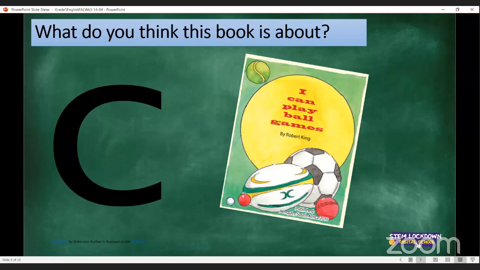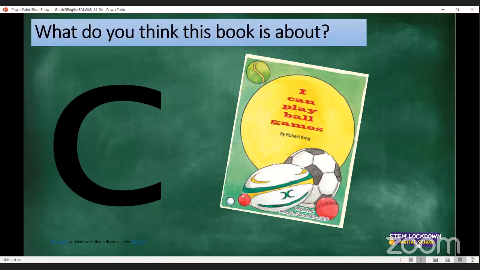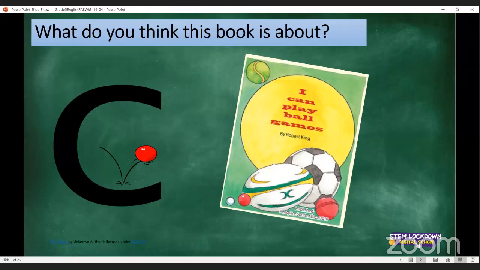What do you think this book is about? So we have C. I Can Play Ball Games. Ooh, who would like to read that book? Written by Robert King.